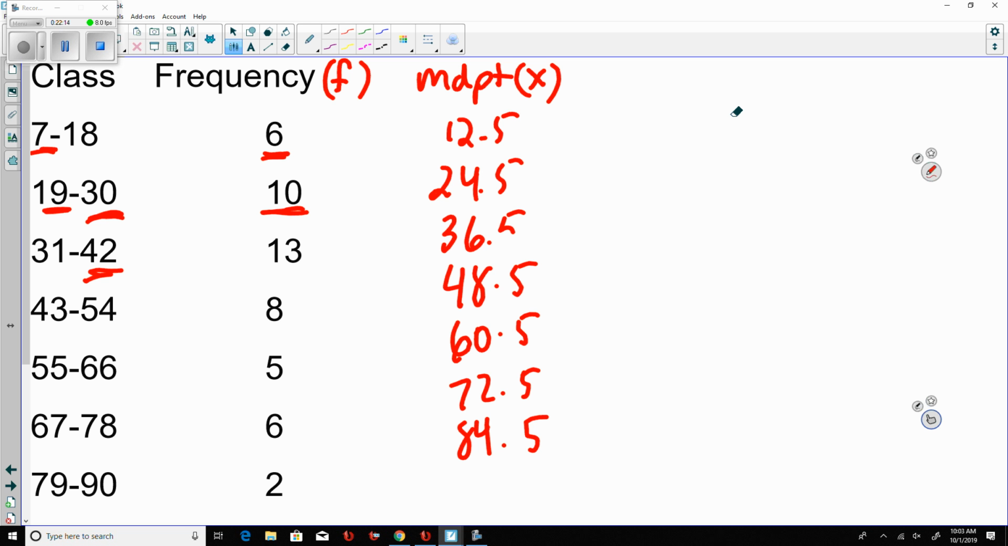Just like when you find the class width, the highest minus the lowest divided by the number of classes, and then you do the lower class limits first, right? So 19 minus 7 is 12. Okay? And then when you have the midpoint, what do the midpoints go up by? They go up by 12, which is the class width. Okay? So some little things that you're going to have to know.